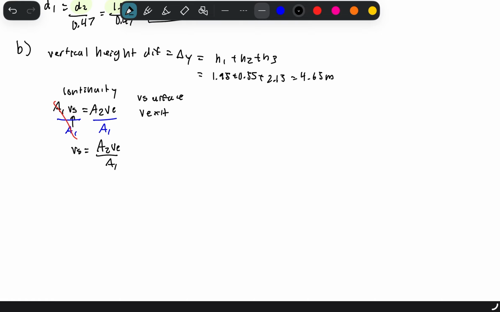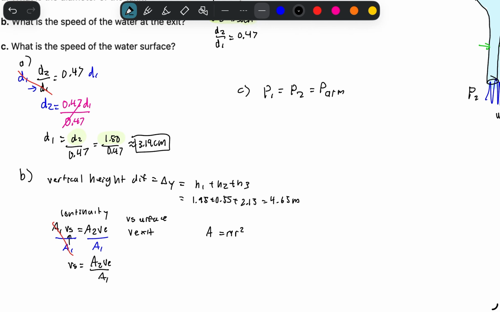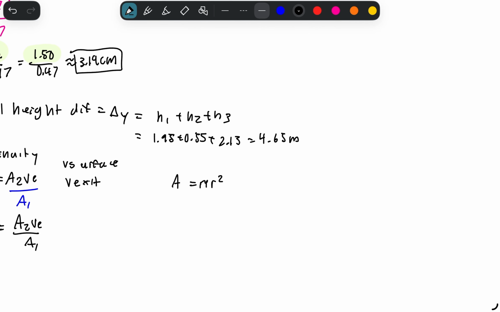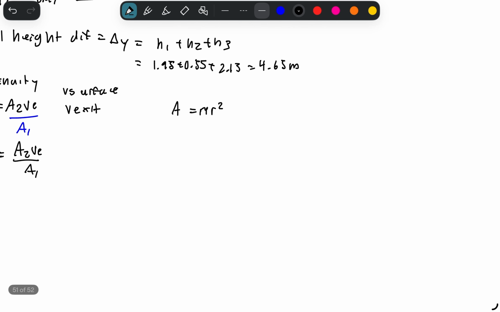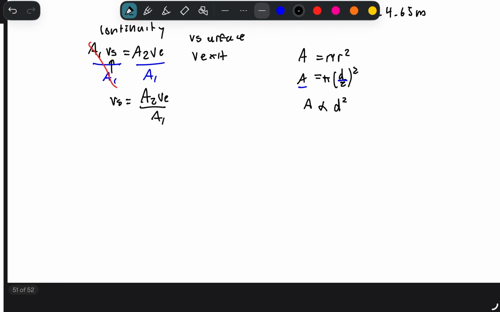So now all we have to do is remember that area formula. So area is equal to pi radius squared. In this case scenario, we're given the diameter, not the radius. So we want to do this in terms of what the diameter is for the sake of this problem. We know that we can rewrite radius as diameter divided by 2, so area is equal to pi times diameter over 2, squared. We can see that area and diameter are going to be directly related. So area is proportional to diameter squared.